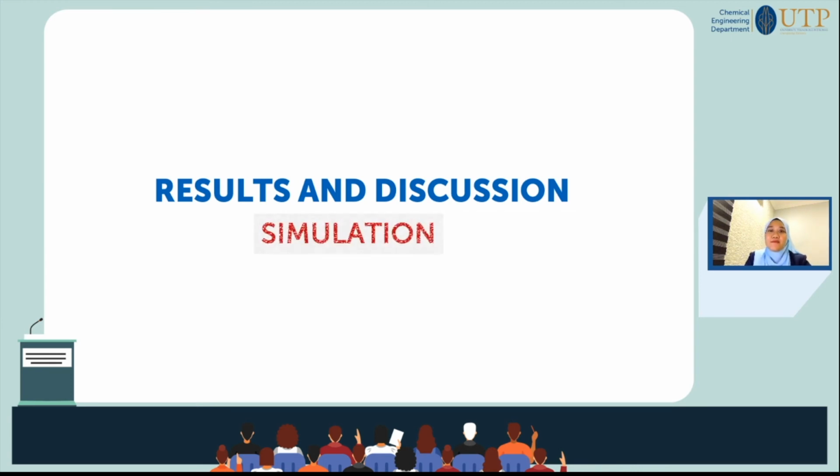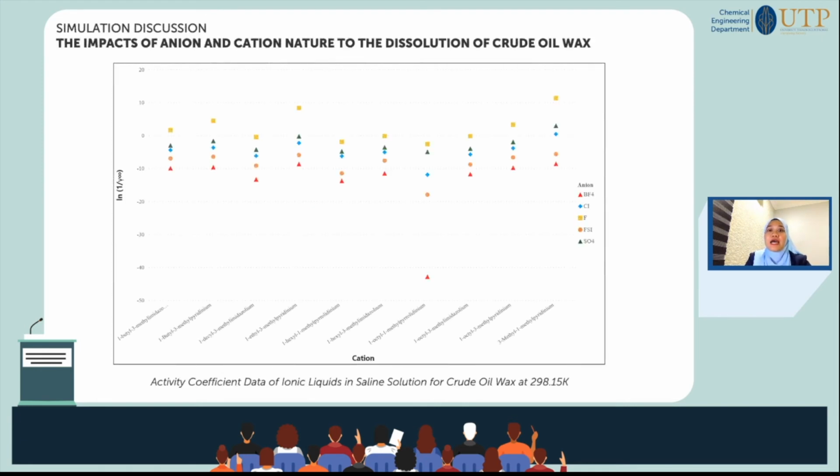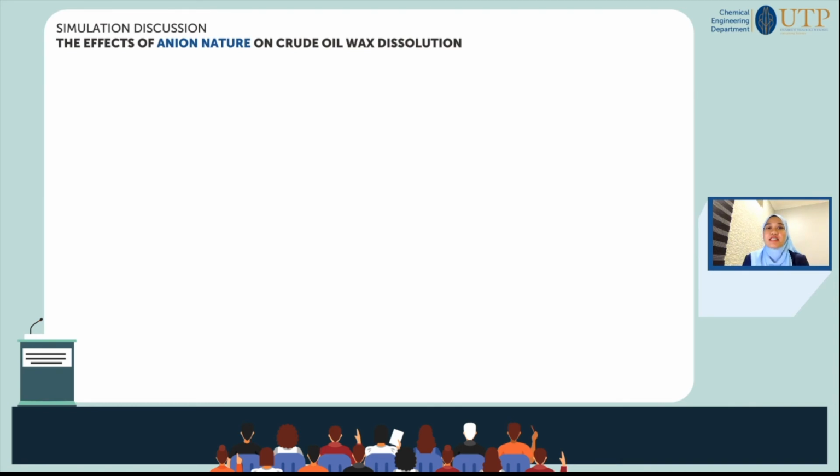So first is simulation. From COSMO-RS calculations, a graph of activity coefficient of the ionic liquid is plotted. So this is the overall result, which consists of a total of 50 different cation and anion mixtures. From the figure, it can be concluded that activity coefficient is determined by the nature of cation and anion of the ionic liquids. For example, the cation alkyl chain and the cation head family. However, the impact of anion seems to be more prominent than that of cation. Hence, a further study on the effects of anion nature on crude oil wax dissolution is carried out.